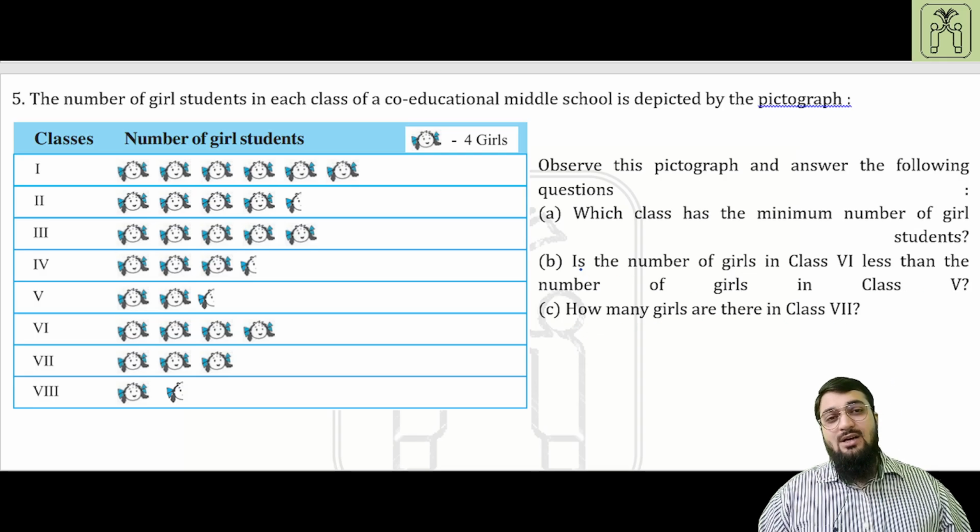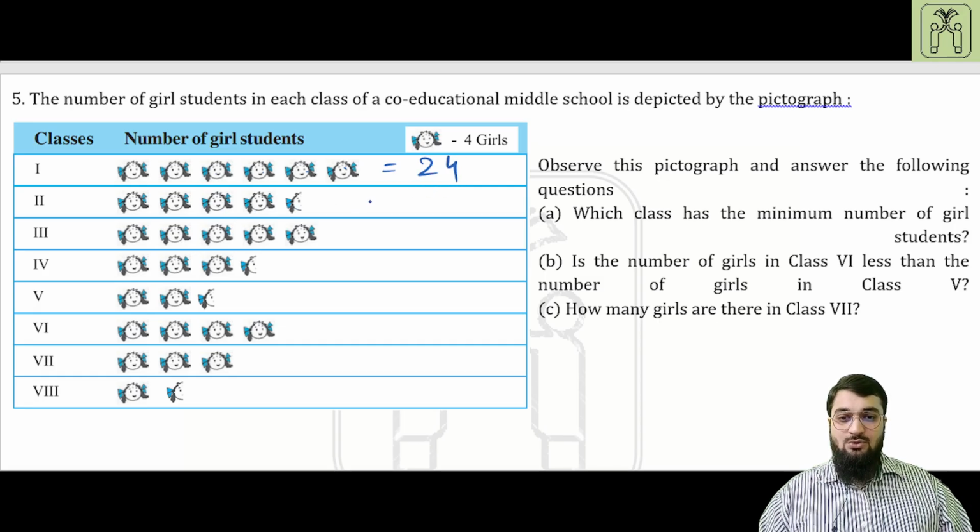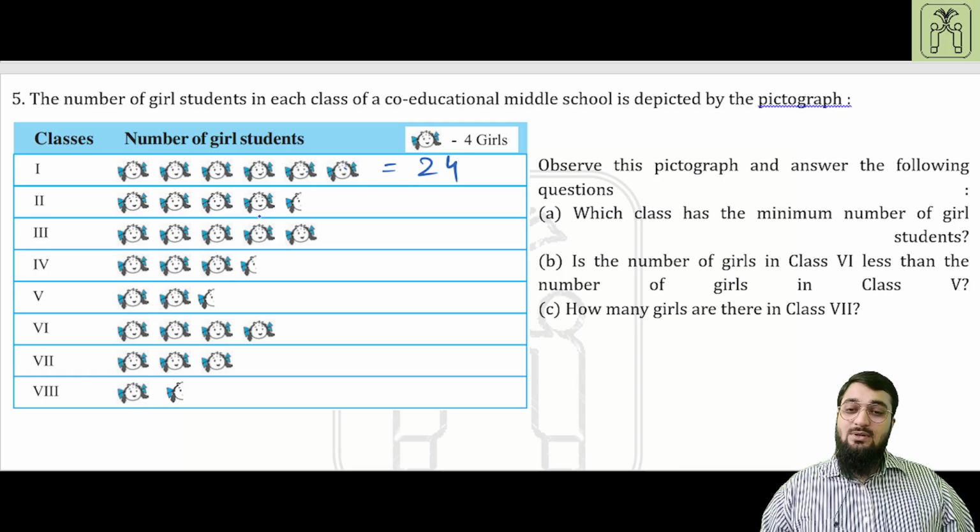So there are three tasks that are given to us. So first of all, we will start by writing the actual value. Each symbol represents 4. So 1, 2, 3, 4, 5, 6. 6 fours are 24. Then 1, 2, 3, 4, 4 and a half. So 4 fours are 16 and 4 into half will be 18. So this will be 18.